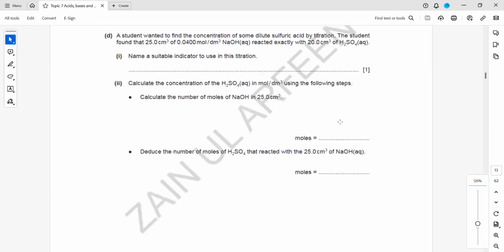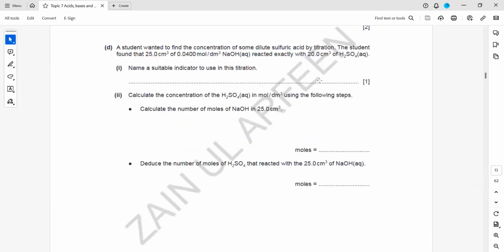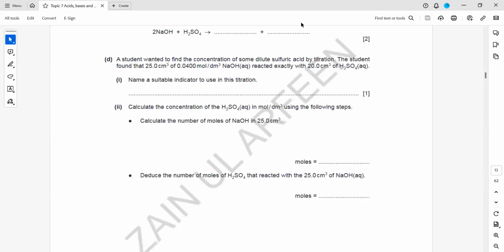The next question is, a student wanted to find the concentration. We have to use that equation as well. The student wanted to find the concentration of some dilute sulfuric acid by titration. The student found that the 25 cm cube of 0.04 dm cube exactly reacted. Name a suitable indicator. So methyl orange, phenolphthalein, thymolphthalein, different indicators you can mention.